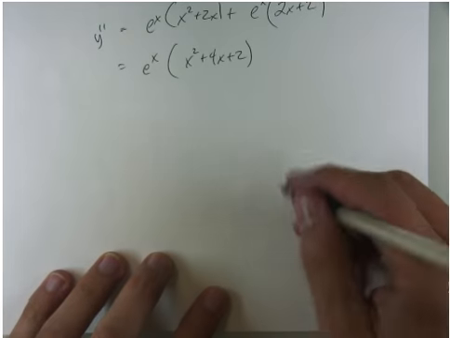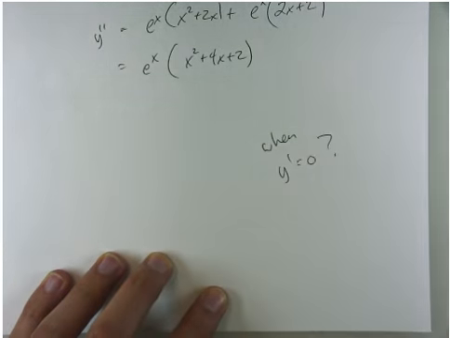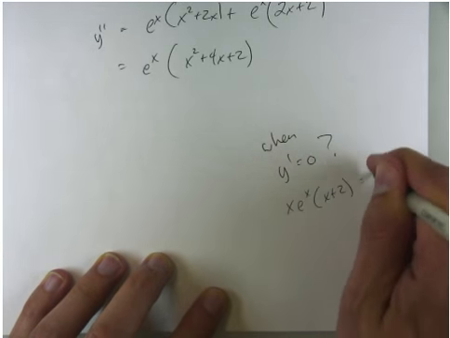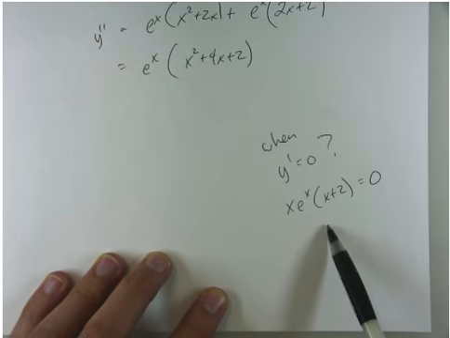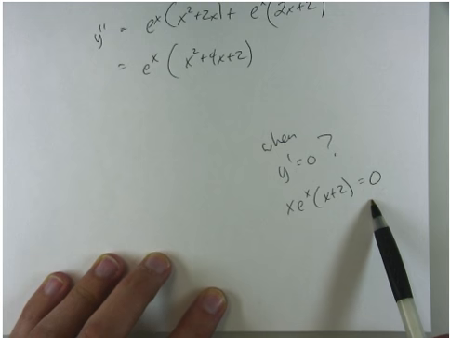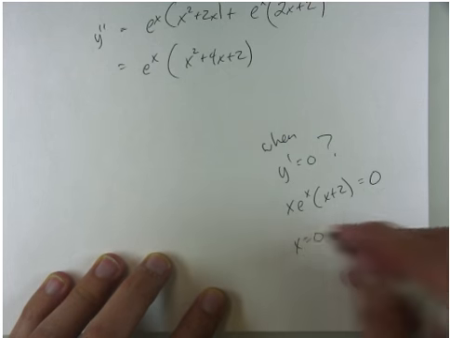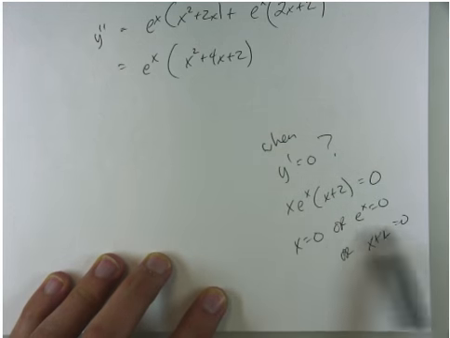Because if I ask myself something like, when is y prime 0? I could say, oh, well, x e to the x times x plus 2 equals 0. And because this is factored, the only way that you get 0 is if one of the things you're multiplying is 0. You can't multiply 2 things that aren't 0 together and get 0. So this just says x is 0, or e to the x is 0, or x plus 2 is 0. One of those things has to be true in order for the product of all 3 to be 0.